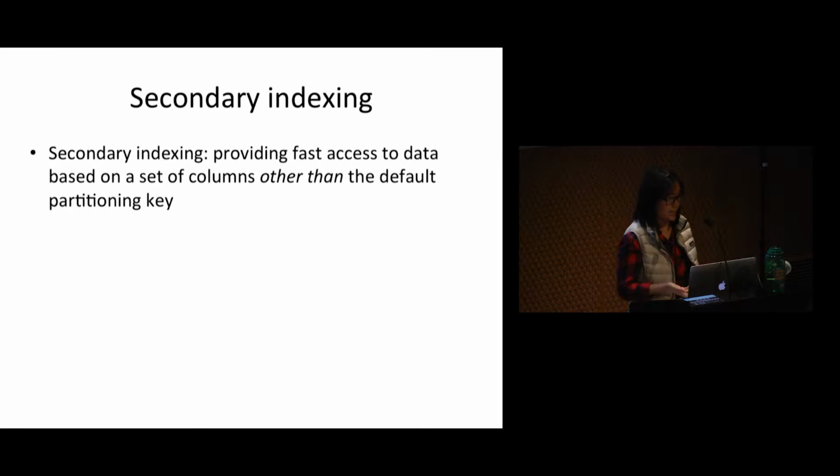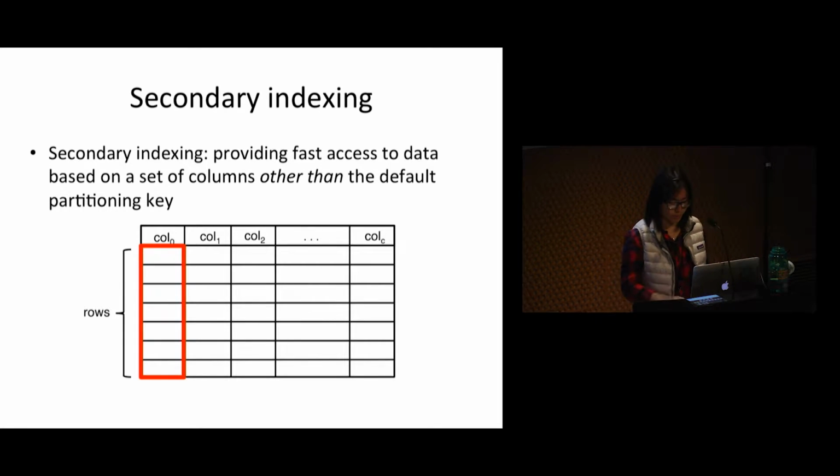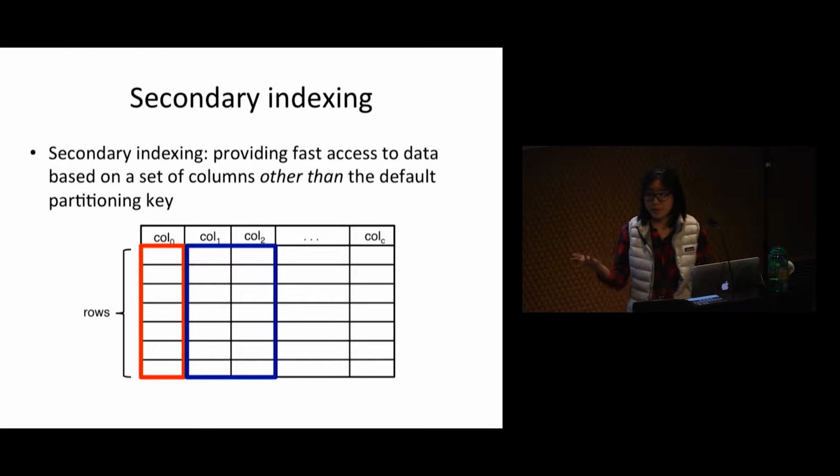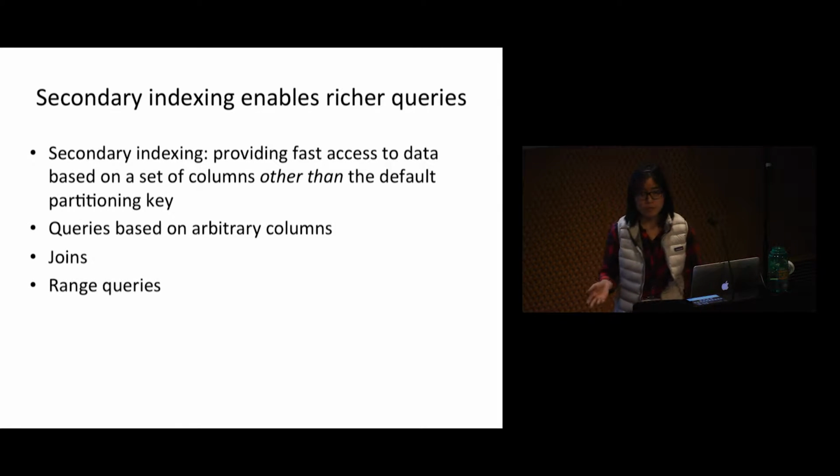So if you take our table model from earlier, a secondary index could be, for example, constructed over the purple column, or it can be constructed over the set enclosed by the blue box. So why secondary indexing? Well, secondary indexing is what enables a lot of the rich queries that you find in a traditional SQL database. This includes queries based on arbitrary columns, so you can do searches across all kinds of column values. It also makes joins a lot faster, because an index is able to isolate the rows that are relevant to your join very quickly. And also it can enable range queries.